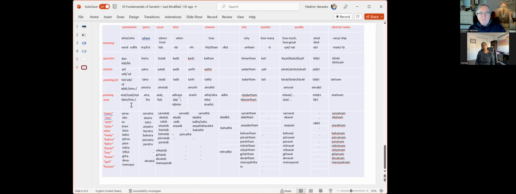This is the major scheme. For questioning words, you have ka at the beginning through all the words. For relatives, you have ya through all the words, no exception. For pointing far, you have ta through all the words. And for pointing near, you have always a vowel at the beginning, like tat, etat, tatra, atra, tatah, atah, tada, ida. So always with a vowel, either e, a, or i.